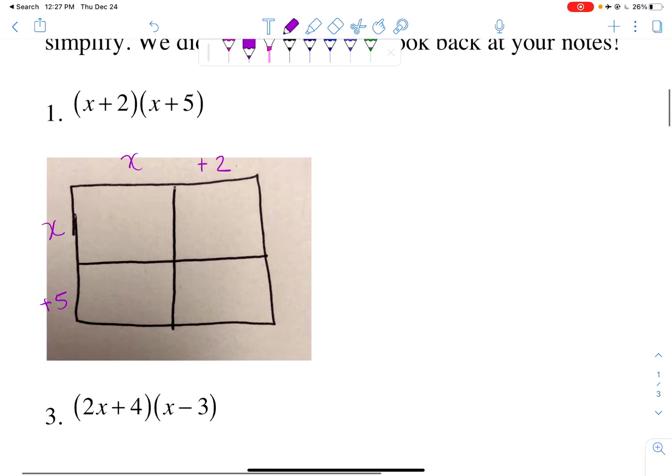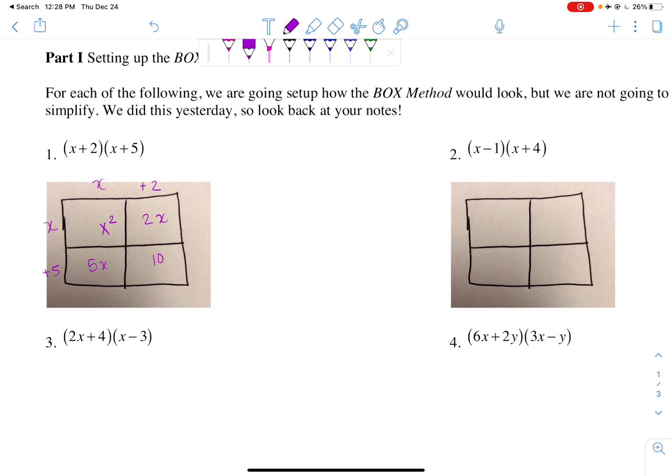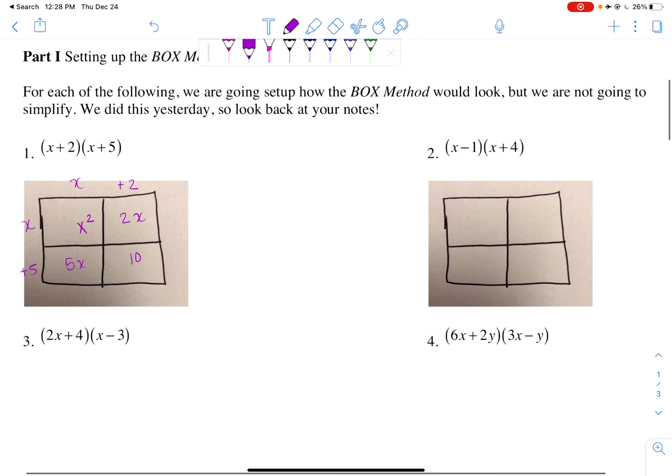So I'm going to do x times x, which is x squared. I'm now going to do x times 2, which will give me a 2x. And then I'm going to do a 5 times x, which will give me 5x. And then last but not least, I'm going to do 5 times 2, which will give me a 10. We are not going to do anything else right now. We are simply just setting up our box to show you how to use the area model.